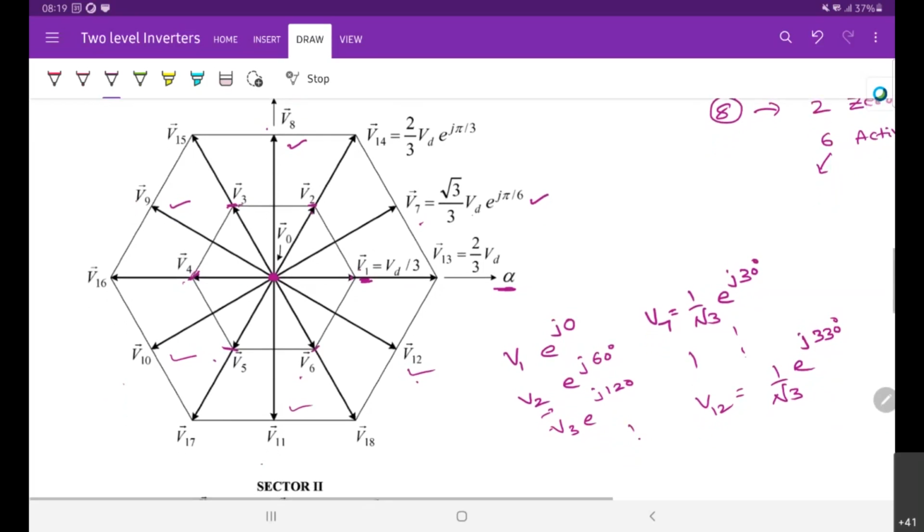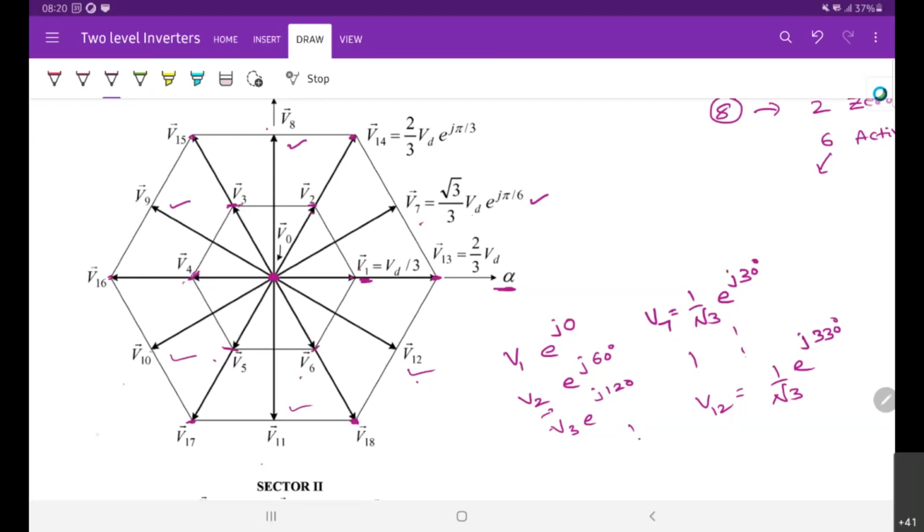Now we need to place the large vectors. Large vectors and small vectors have the same angles, starting from 0, 60, 120, and so on, but their magnitude is double. The small vector magnitude is VD/3, and the large vector magnitude is 2VD/3. So this is V13, V14, V15, 16, 17, 18, up to here. Is it clear?